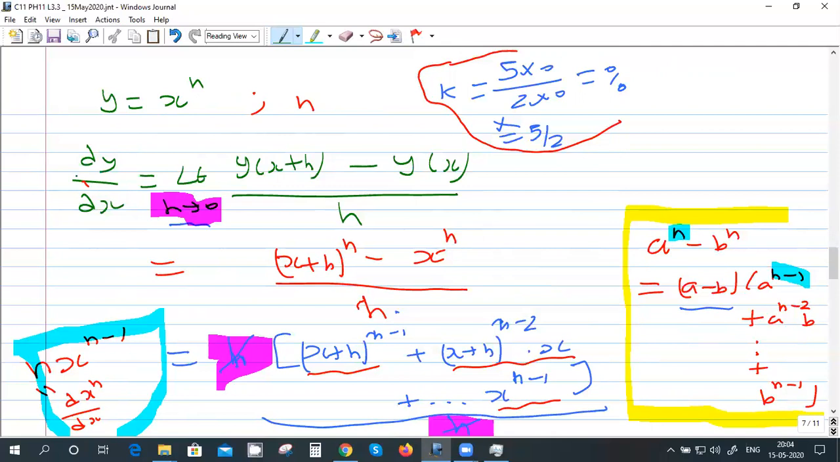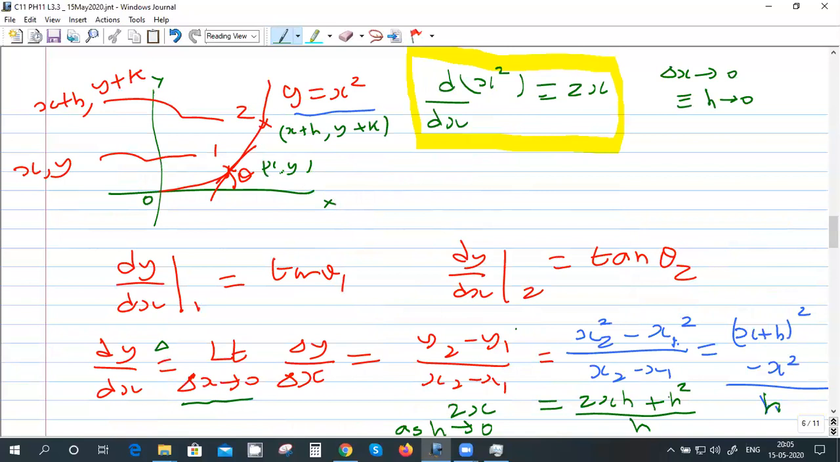Okay, this is general n, not just 2. So in that case, again the understanding of derivative is limit h tending to 0, y of x plus h minus y of x divided by h. It is basically delta y by delta x. The 2 points are x and x plus h, and y and y plus k. So the change in the two x values are x plus h and x, and y values are y plus k and y.